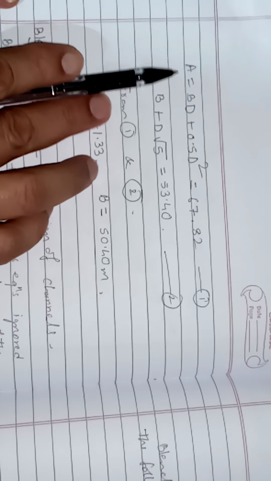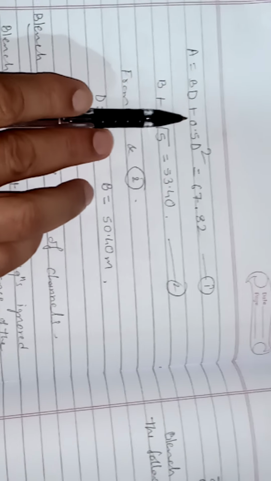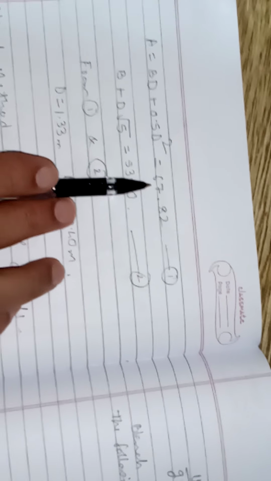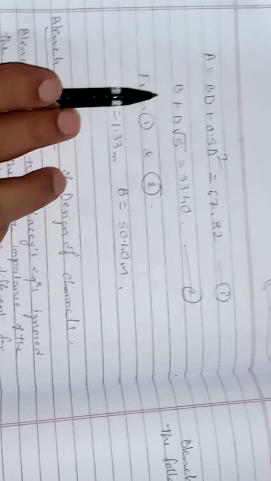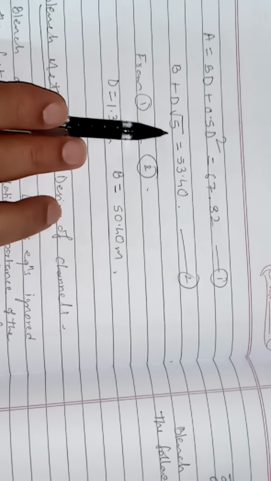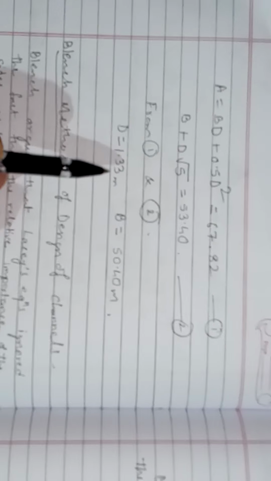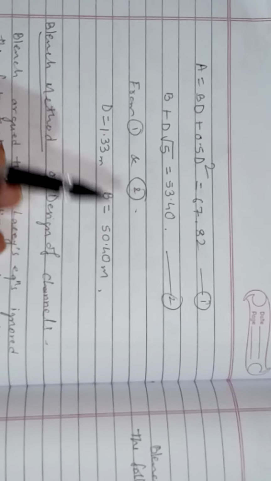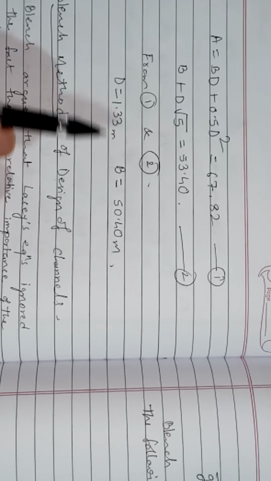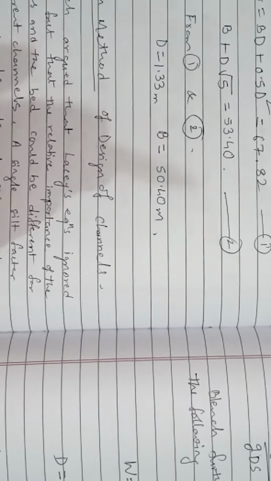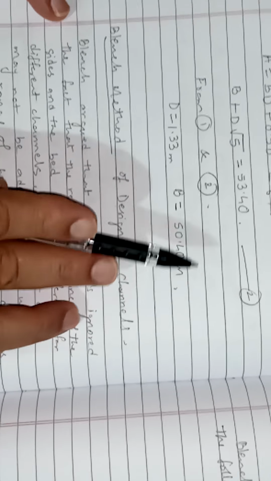Now using the equation for the area, A = B D + 0.5 D square, which is equated to the area calculated earlier, and the perimeter P = B + D root 5, which is equated to perimeter 53.40. By solving equations 1 and 2, we can obtain the values of D and B. D is equal to 1.33 meters and B is equal to 50.40 meters. So this example will explain to you the tractive stress method of design of stable channel.